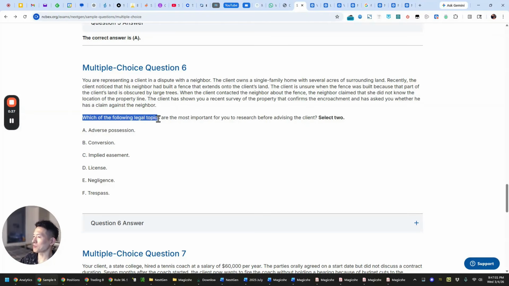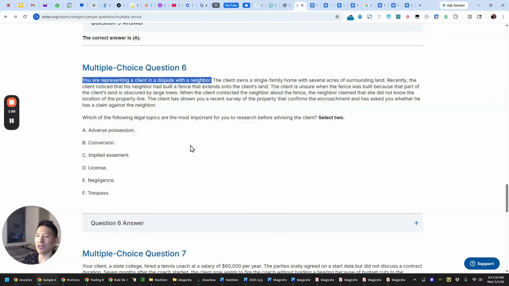Which of the following legal topics are the most important for you, for me, for everyone to research before advising the client? So once again, we are representing a client. This doesn't really turn into a different format. The wording is different, but ultimately, we just want to figure out what this question is about. Speaking of these issue identification type questions, we don't even have to apply the rule. We don't have to know the rule. We just have to know the issue.